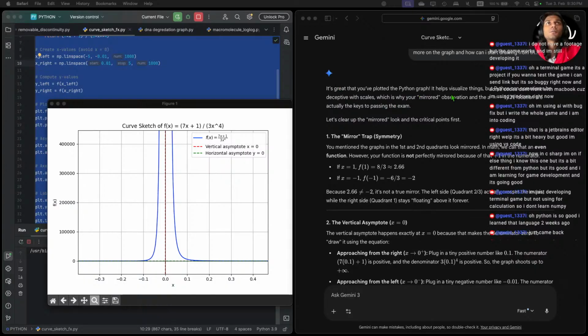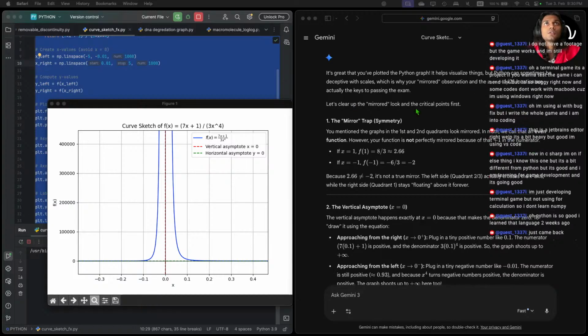It's great that you plotted the graph. It helps visualize things, but the Python code can sometimes be deceptive with scales, which is why we mirror observation of the critical points for the mirror trap symmetry. You mentioned the graph in the first and second horn looks mirrored. In the math, we call that an even function. However, the function is not perfectly mirrored because of that.